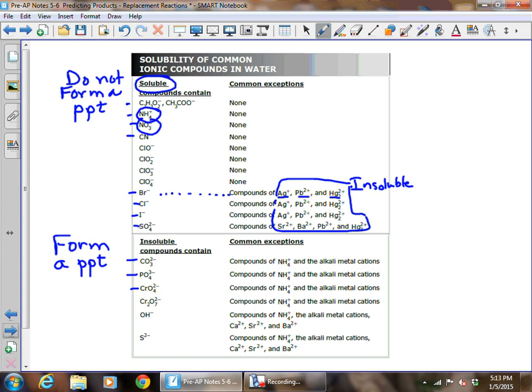Now, on the bottom, we've got some exceptions again. We've got all of these ions here at the bottom, and they are insoluble unless they have one of the exception elements or polyatomic ions with them. Notice what our exceptions are every single time. Compounds of NH4, that shouldn't surprise you since we just said up at the top that all NH4 plus, all ammonium compounds are soluble, always, there are no exceptions. And all of the alkali metal cations. These are everything in group 1A.